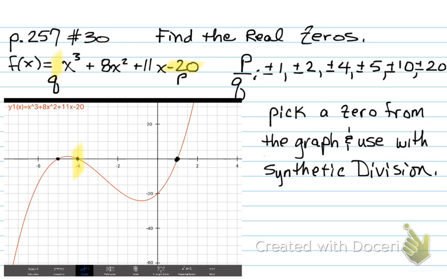Okay, so I decided to choose x equals -4. It doesn't matter. Any of those 3 zeros that you identify would work for this. I just chose -4 to be a little different, I suppose.